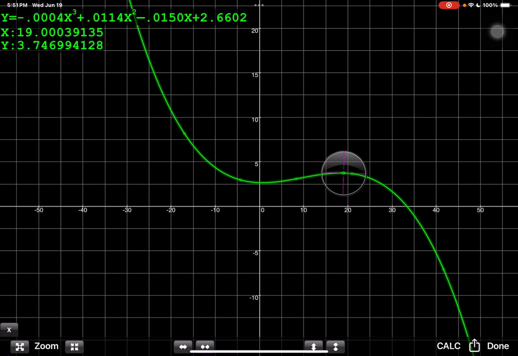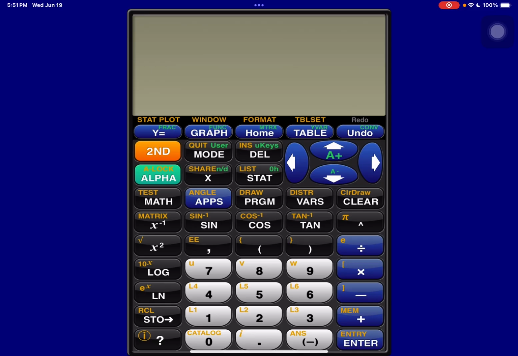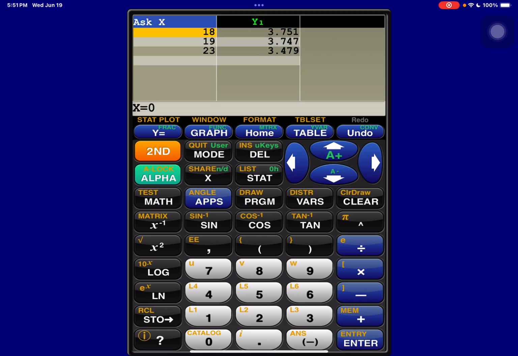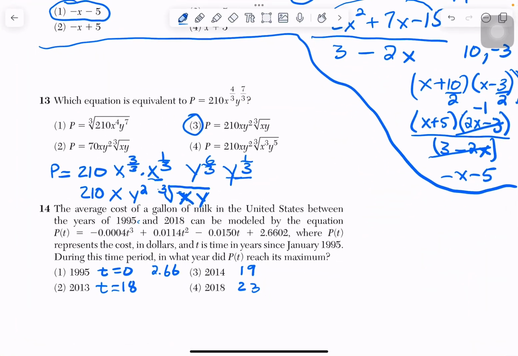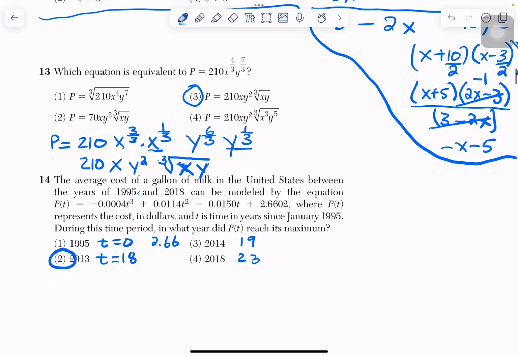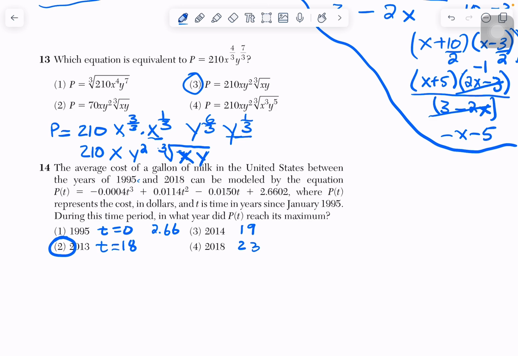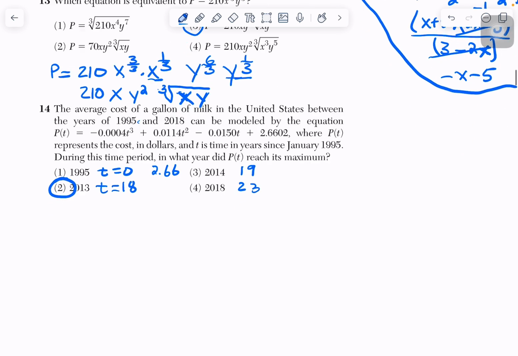And that was $3.70, and at 19 was $3.47, right? And then at 23, it starts going down, right? If we go to 23, I can't really stop. That's why the table's a little better. So I'm going to close this, right? And just remember, our table were these. So the maximum is at 2013, 18 years. So that was this one here. Okay, again, another calculator question. Right on to the next one.